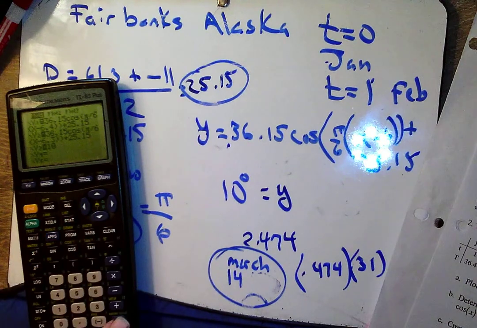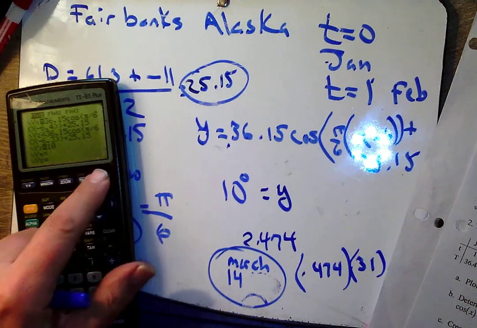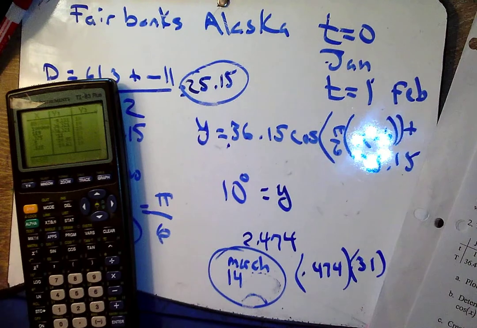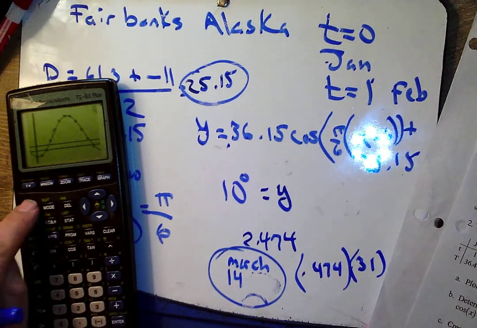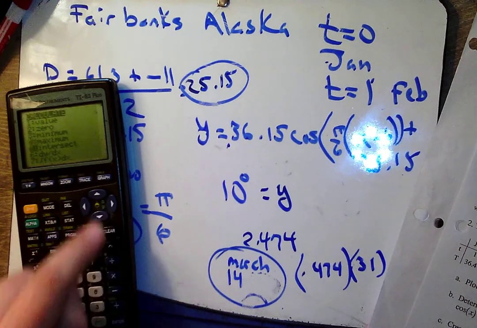Let's see what we get in this situation. I'm graphing. Okay. This is the 6.4 model. I'm going to see what it comes up with. Second, calculate, intersect.